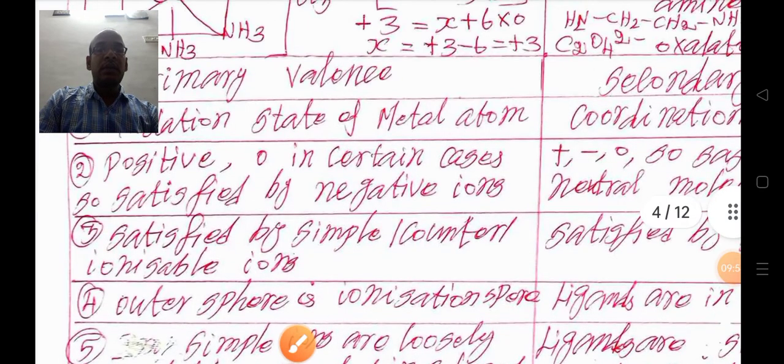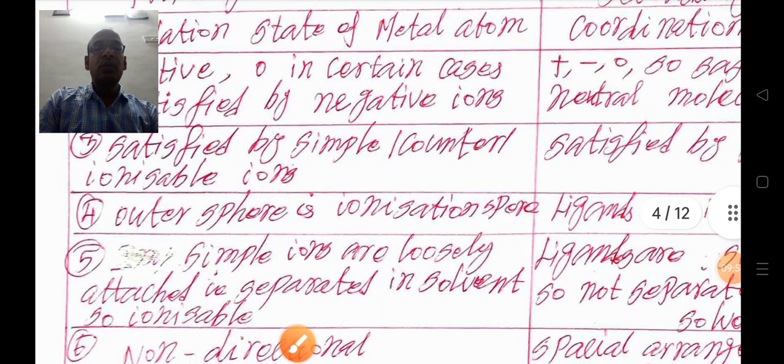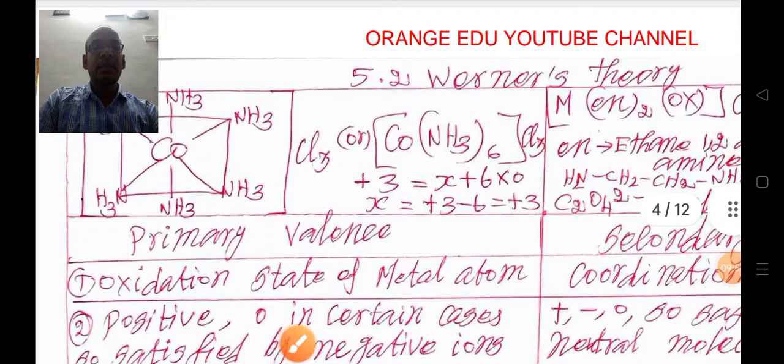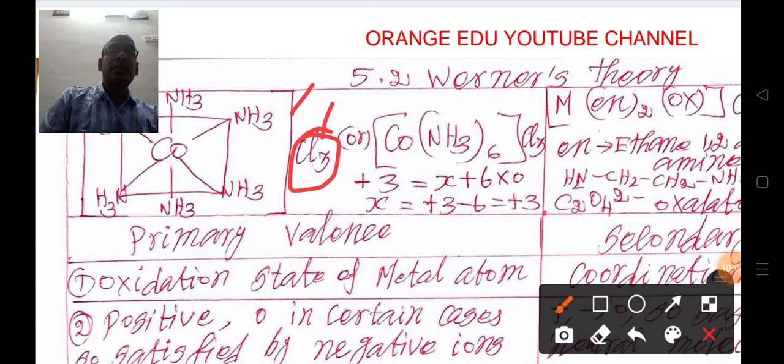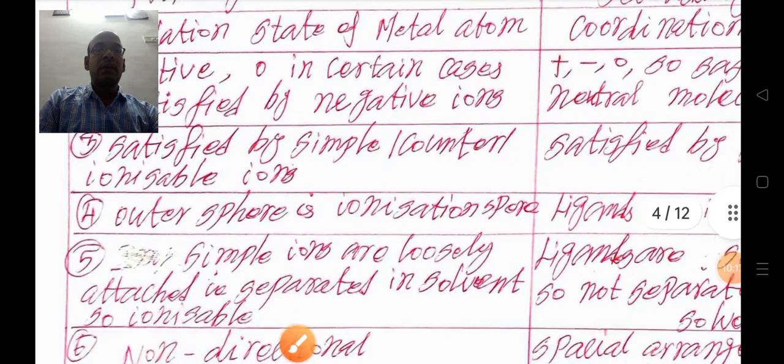That is the outer sphere. This is the inner sphere, these simple ions are in the outer sphere. These outer sphere ions, in a suitable solvent, are separated into the ions.